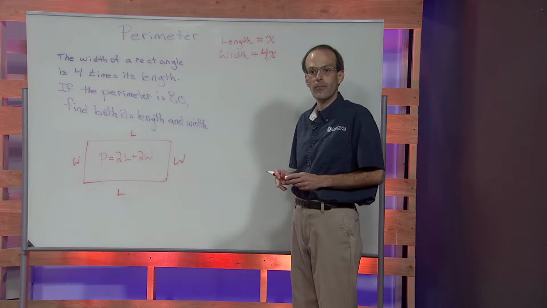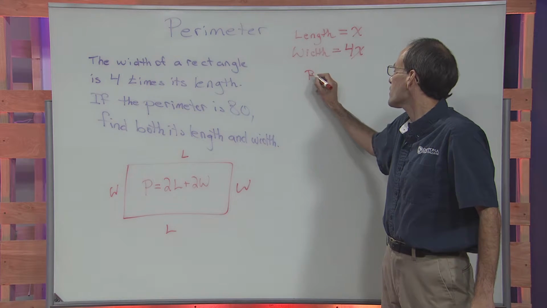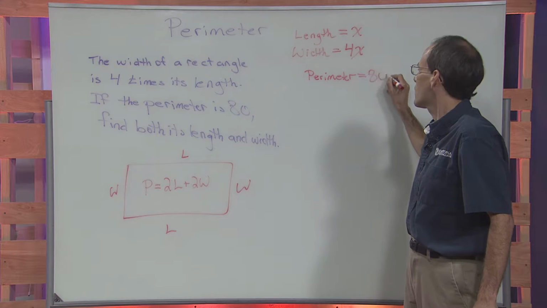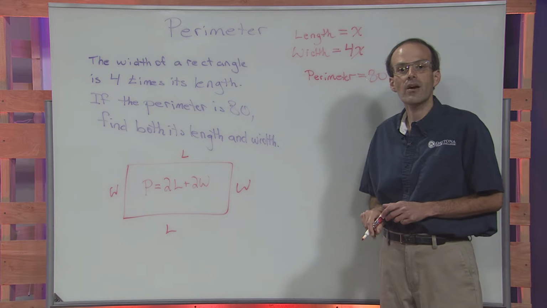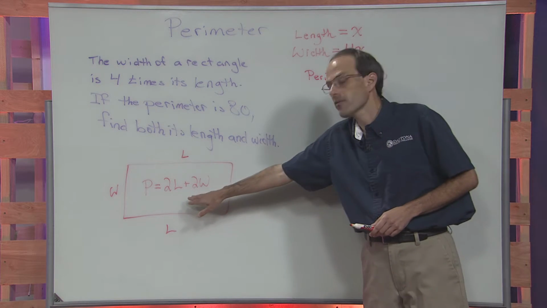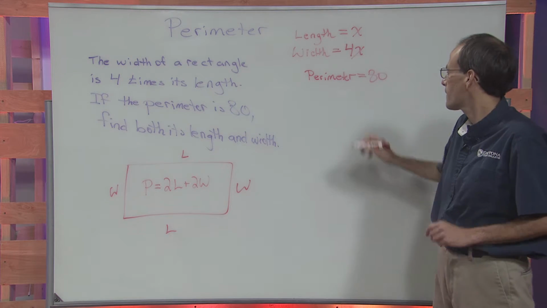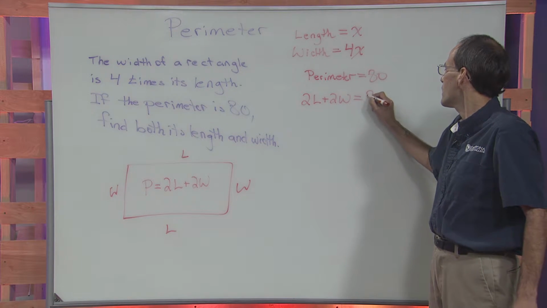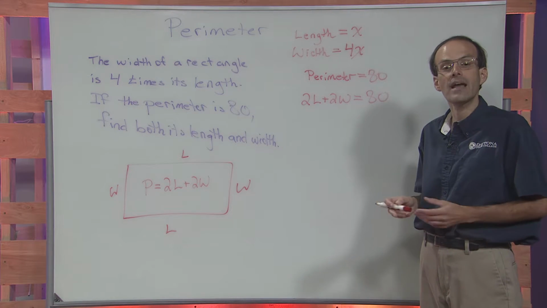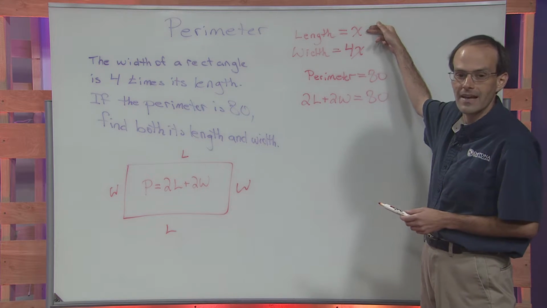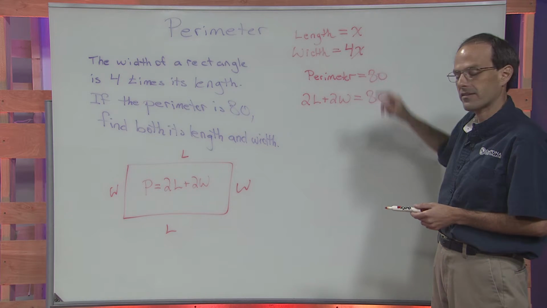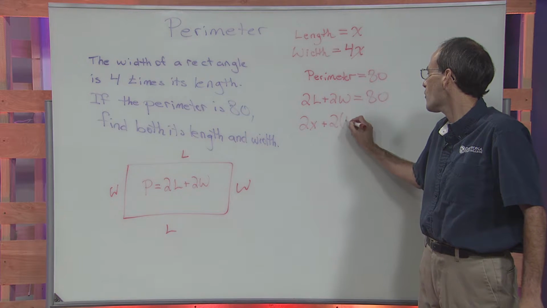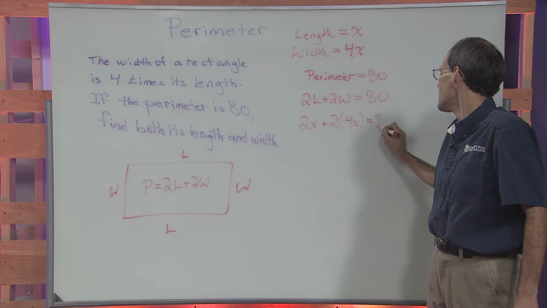And now we can use that in our perimeter equation. We know in this problem that the perimeter is equal to 80. And we know that the perimeter of a rectangle is equal to twice the length plus twice the width. So we have twice the length plus twice the width is equal to 80. And now we'll use our labeling. We call the length x and the width 4x. So 2 times x plus 2 times 4x is equal to 80.